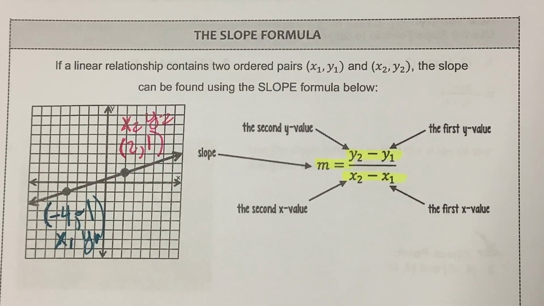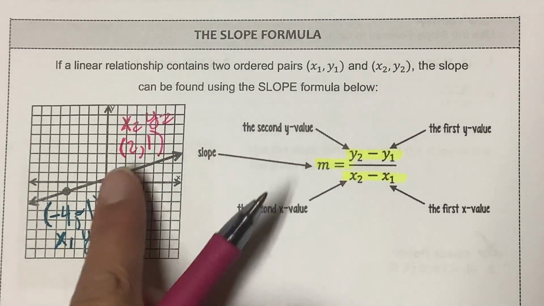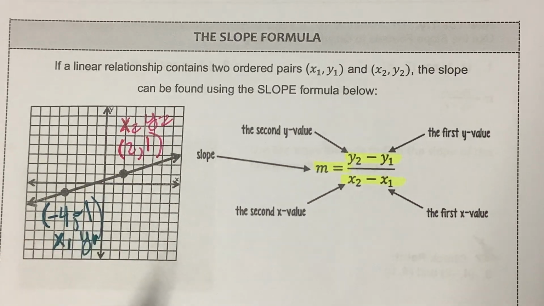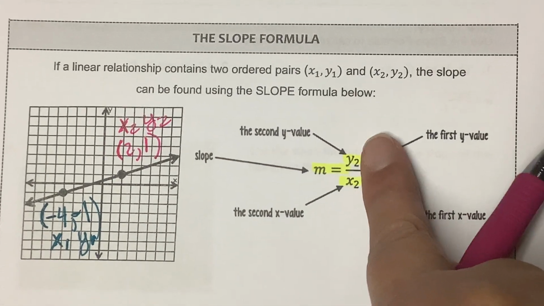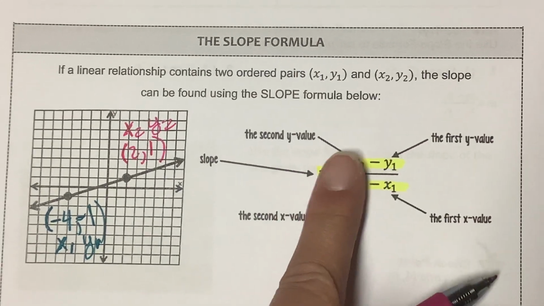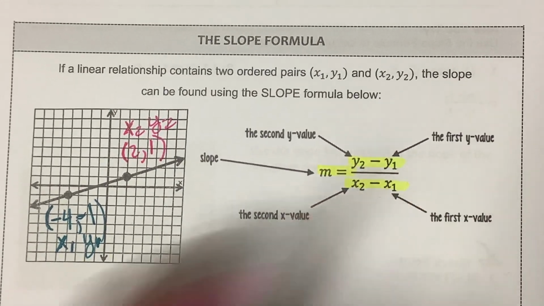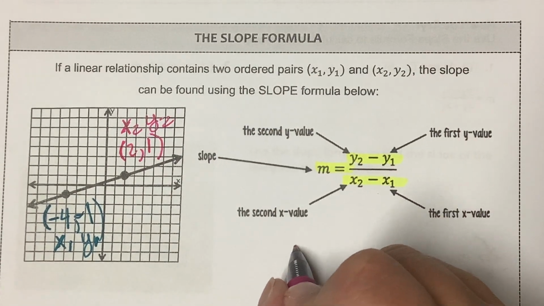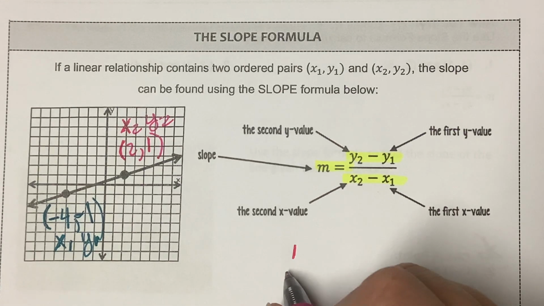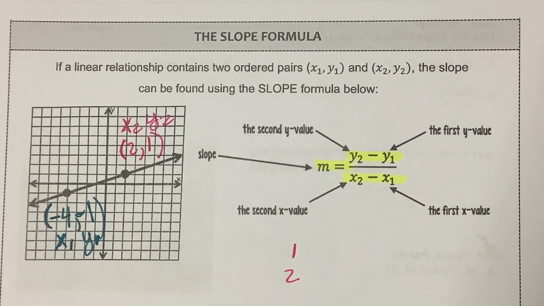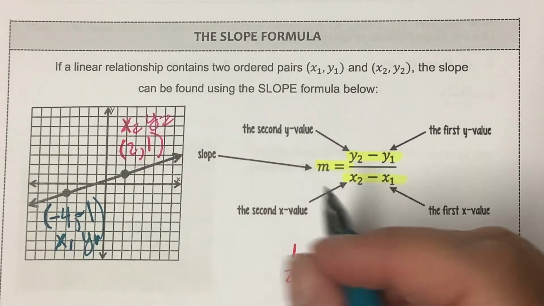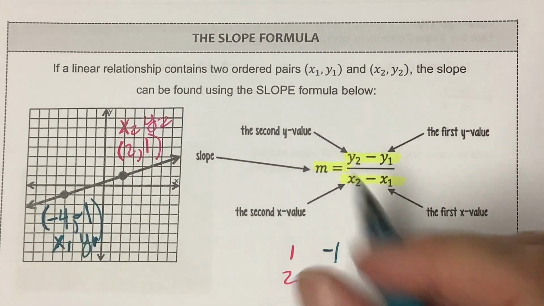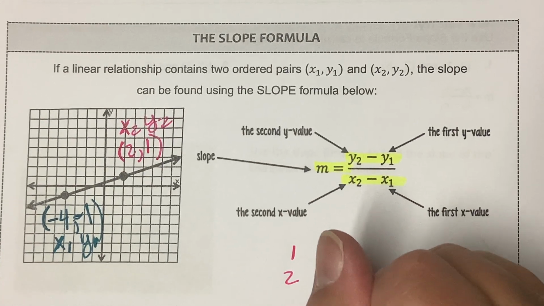Now, it doesn't matter as long as you keep your x2 and your y2 together and your x1 and your y1 together. What do I mean by that? Well, you see how it's y2 over x2 and y1 over x1? That's what I mean by together. So let's start with my y2, which is 1, and my x2, which is 2. Then I have y1, which is -1 over x1, which is -4.